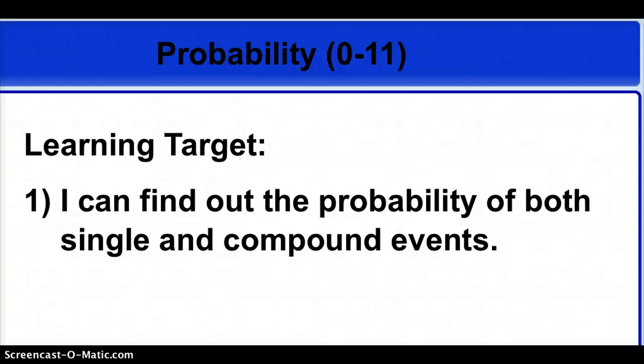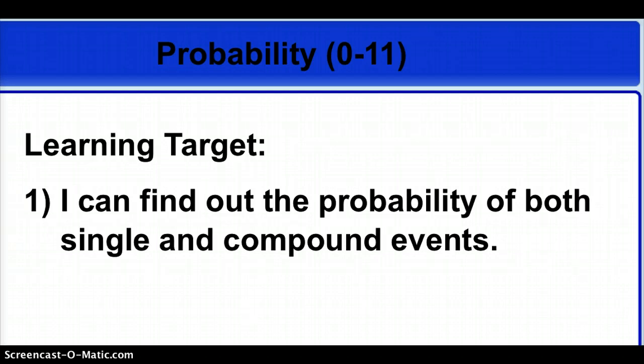Today we're looking at probability section 0-11. The learning target today is that I can find out the probability of both single and compound events. So again, we want to be able to know how to calculate the probability of a single event occurring and also a compound event. Compound event just means more than one event together. We want to find out the probability of both of those events occurring.